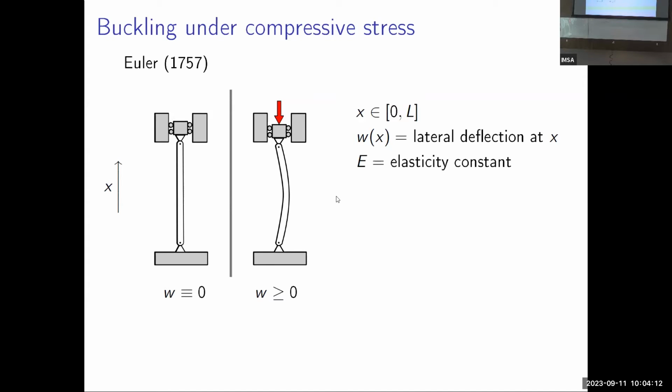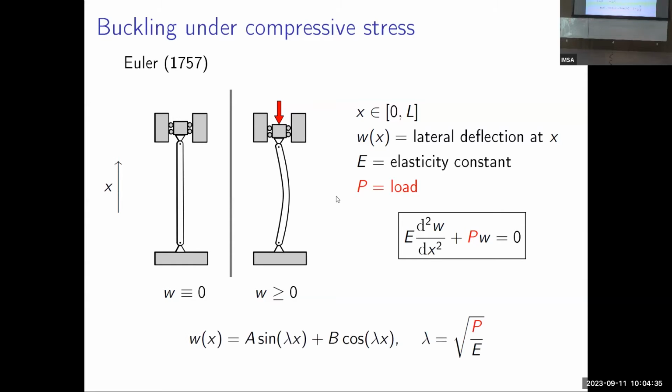And there is a constant, which is the elasticity constant, E. There is the force that you apply at the end, the load, P. And there is a very simple second order constant coefficient equation that tells you what the shape of the bar will be. It's given by this very easy equation here with constant coefficients. And we know how to solve it very easily. This is the sum of sines and cosines. And the frequency is determined by the square root of P over E, okay?